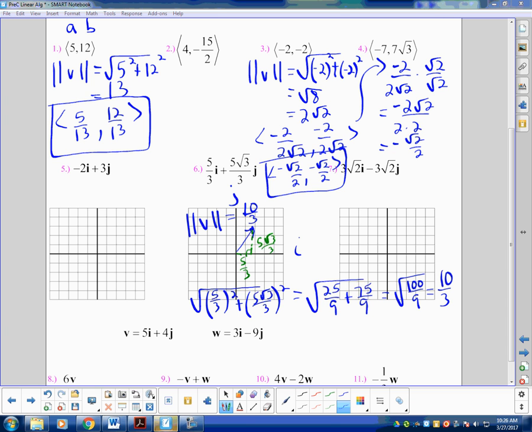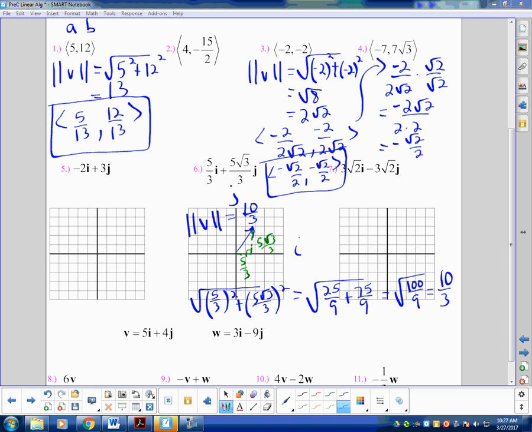So that's sketching the vector and finding its magnitude. The only reason I'm having you sketch it is so you can see that connection between this and right triangle mathematics or trigonometry. Down below, we have given v equals 5i plus 4j. So that's a vector written in its component form here, or magnitude direction form here. And then it says, and w equals 3i minus 9j.